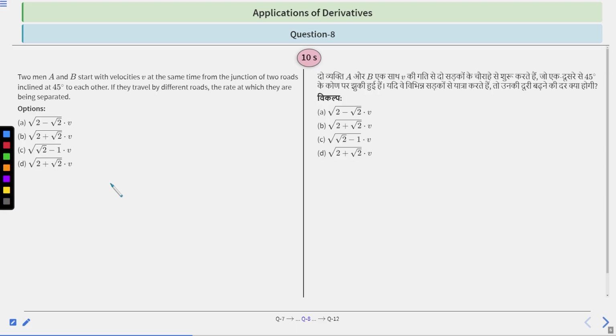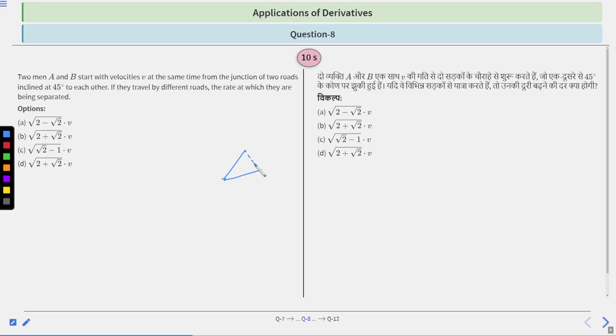See, the hint of this question is two men A and B start with velocity v at the same time from the junction of two roads. One man is going this side, one man is going this side, on different roads from the same junction. Clear? The rate at which they are being separated.